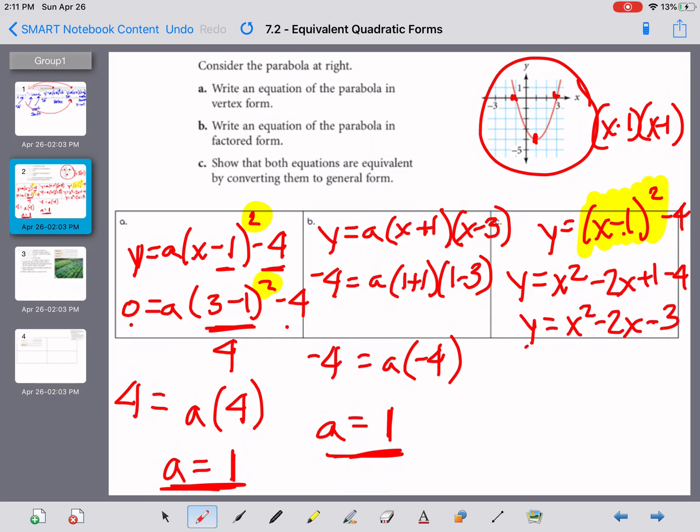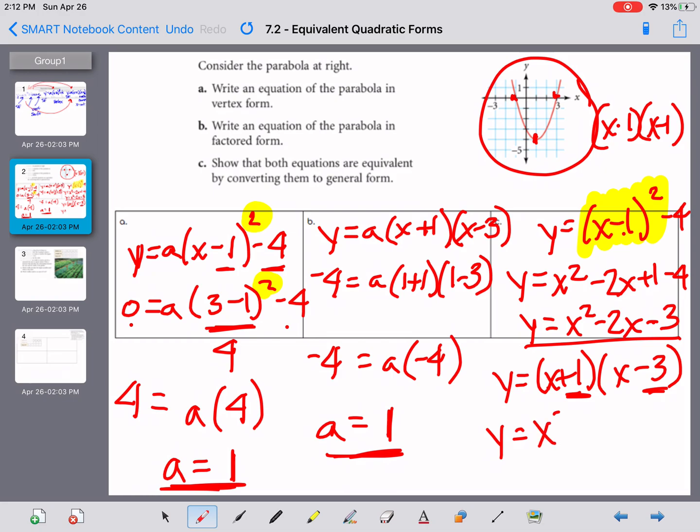Now, if I did this right, I should get the same thing when I have factored form, and let's do that here. So I have y equals, remember a is 1, so I don't need it, x plus 1, x minus 3. Again, FOIL that out, y equals, and if you want, again, the shorthand version, add these together for your b, multiply them for your c. So I don't have to do the whole FOIL and combining. Again, I get both of them, so there's factored form.